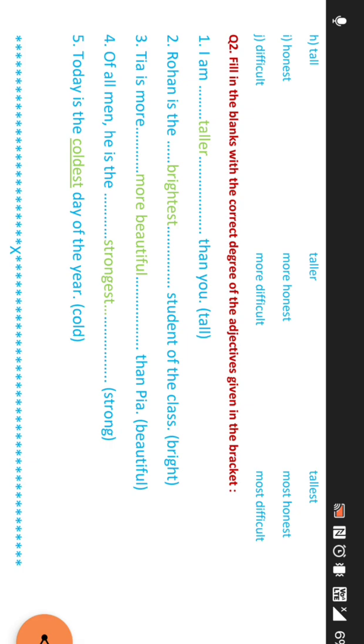Third one is Tia is more dash than Pia. So we are comparing between Tia and Pia. There are two subjects given to us, so we will use the comparative degree. So this becomes Tia is more beautiful than Pia.